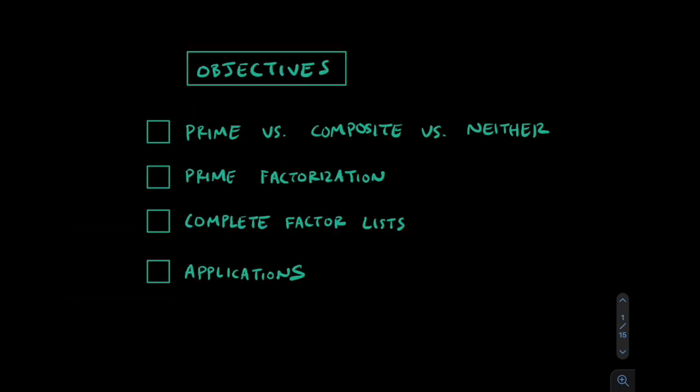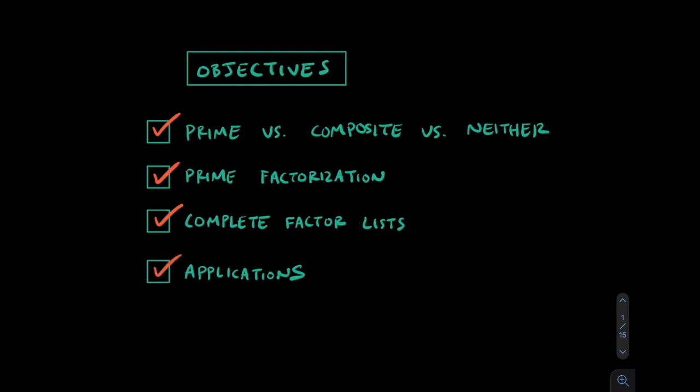There are four main objectives we want to cover in today's lesson. Number one, we want to be able to tell the difference between prime and composite numbers versus numbers that don't fit into either category. Number two, we want to be able to determine the prime factorization for any of our whole numbers. Number three, we want to be able to use our prime factorizations to make complete factor lists. At the end, we'll do a couple word prompts together to see if we can apply these concepts.